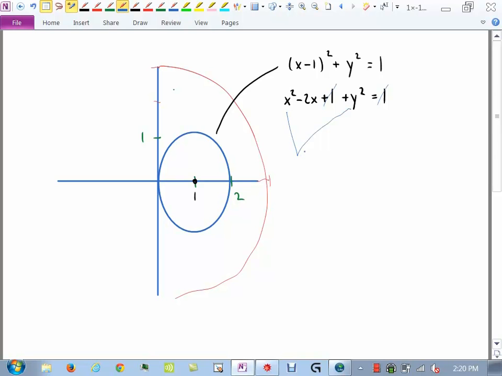I'm going to switch this equation of a circle to a polar equation right now. X squared plus y squared is r squared. And what is x? It is r cosine theta, right? So what I have now is r squared minus 2r cosine theta equals 0. Yes, I forgot my r.